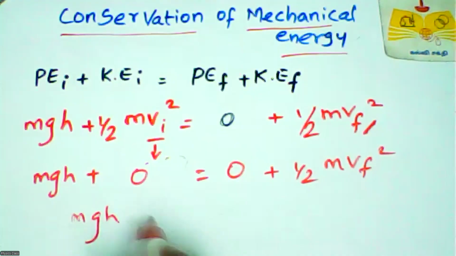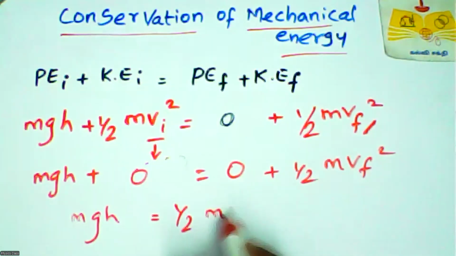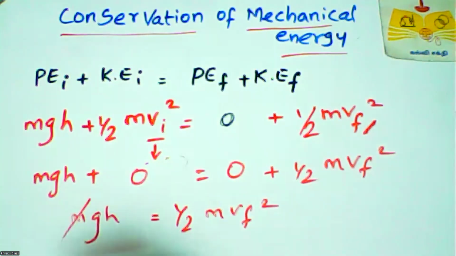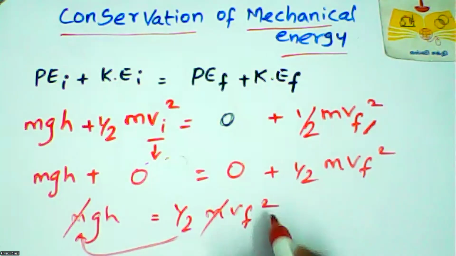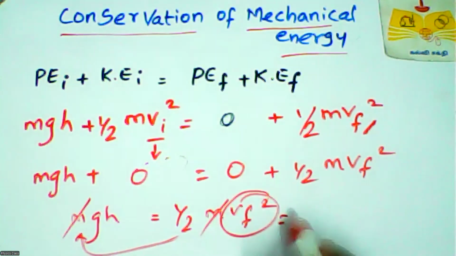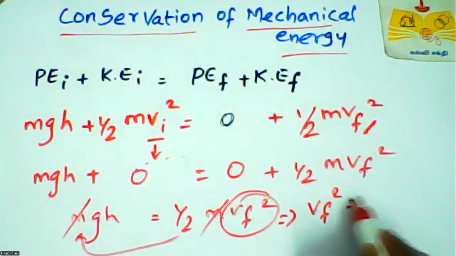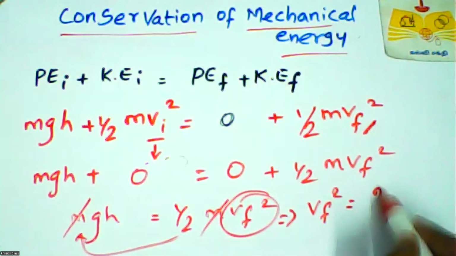mgh is equal to half mvf square. We can cancel the mass because it's the same object. We can cancel the mass of the object from both sides. And 2 goes here because we have to find this term. So Vf square equal to 2gh.